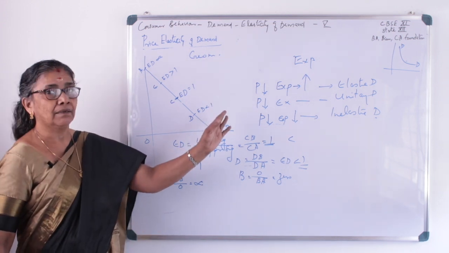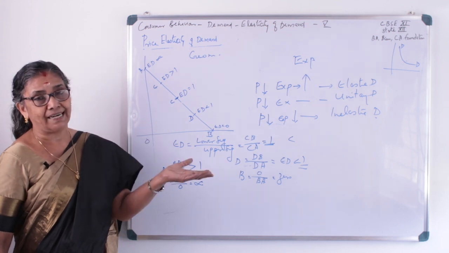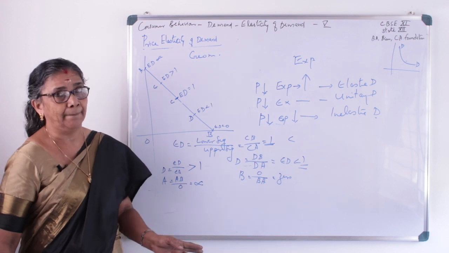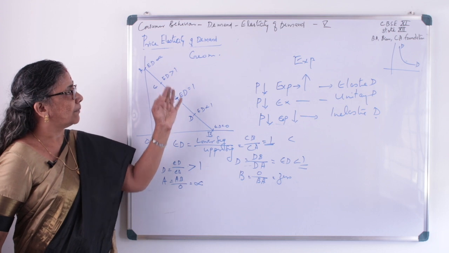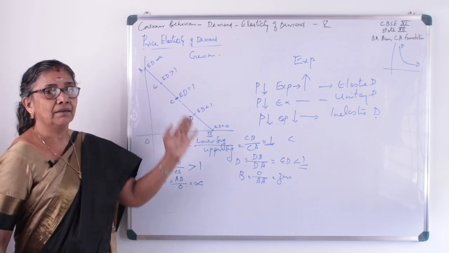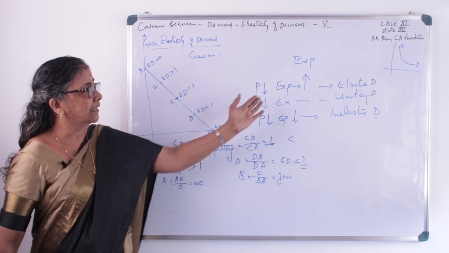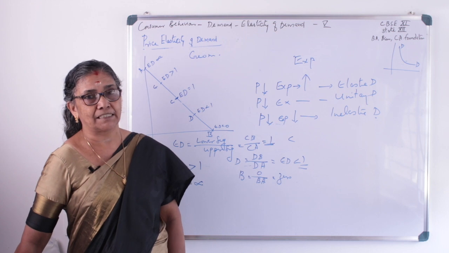This is the geometric method. In the CBSE plus two syllabus it was there last year, now it has changed, and the geometric method and expenditure method are not included there. Anyway, the state syllabus may have it. So understand the geometric method, how it is lower segment divided by upper segment, then the expenditure method, and the other one is the proportionate or percentage method.